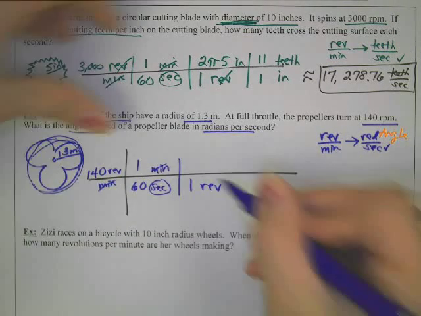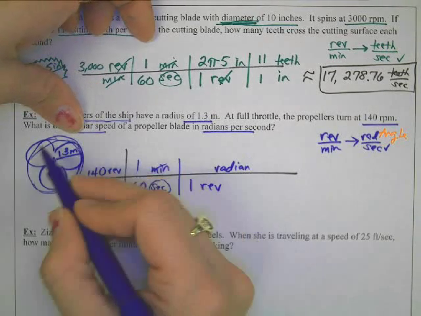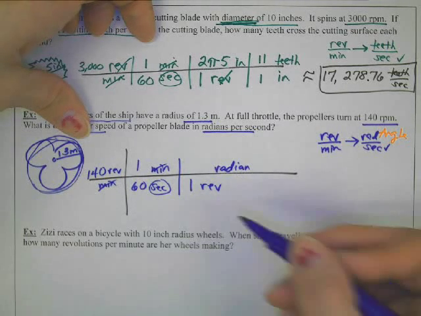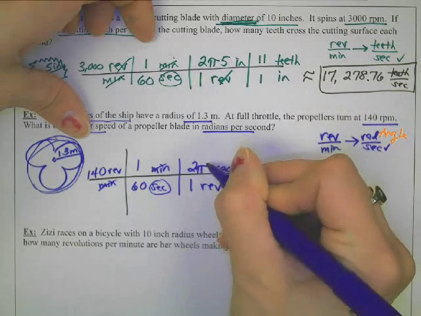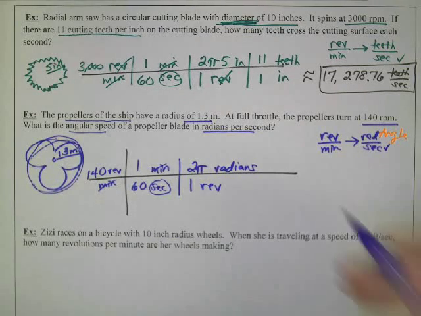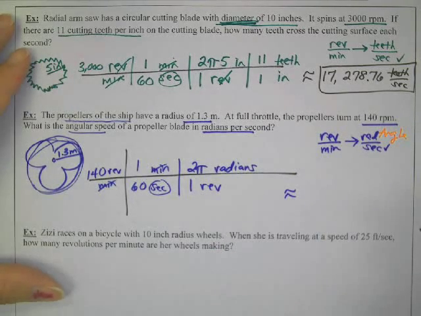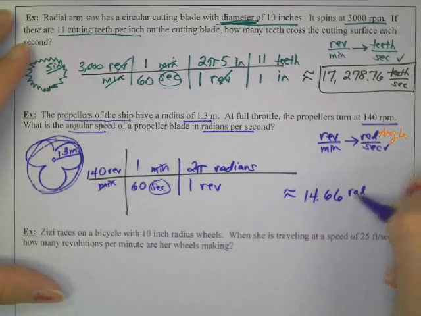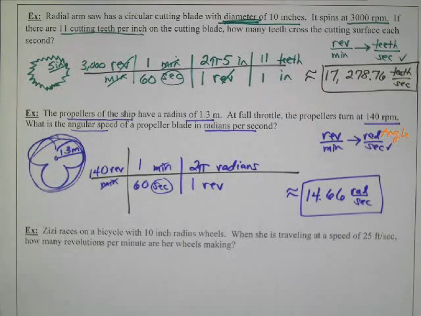Does anybody know how many radians are in a revolution? Once around a circle is how many radians? If I said degrees, you'd say 360. But how many radians? The answer is 2 pi. That's it? I don't need 1.3? No, not in this example at all. So we're going to go ahead and type that in. And the answer is 14.66 radians per second. Sometimes when it's so easy, people get scared. Okay, but don't get scared.